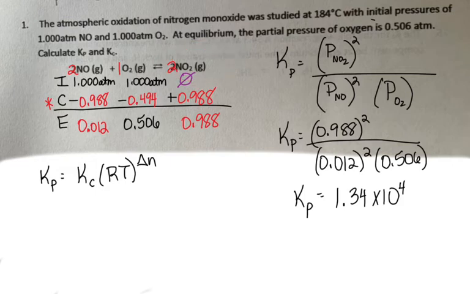The initial, so it's final minus initial. The initial is the reactant. So the total moles of gaseous product is 2 minus the total moles of the gas reactants is 3. So my delta N is going to be -1. And now I'm going to plug those numbers into the equation.